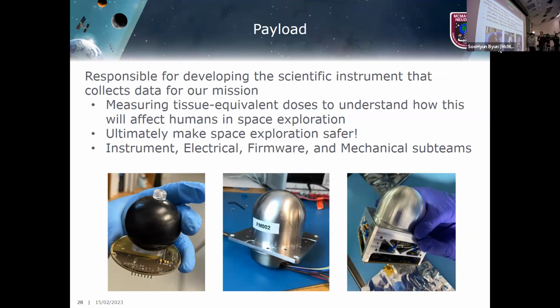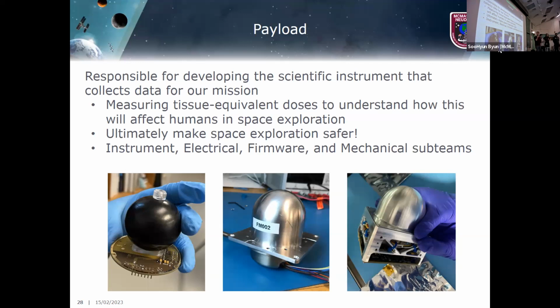Quick introduction. My name is also Connor. I'm also on the payload team, and I'm the payload mechanical specialist on the sub-team. Now, the payload team is responsible for developing the scientific instrument that collects the data for our mission. In the case of NEUDOSE, it's measuring radiation akin to how human tissue absorbs it, and this is ultimately to help make long-term space exploration safer.